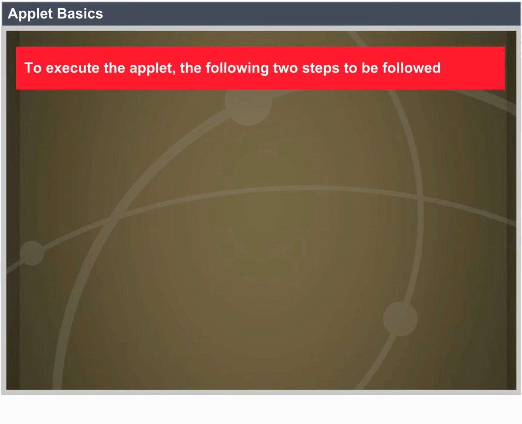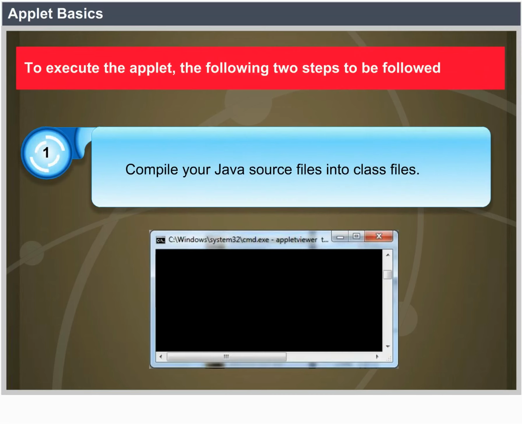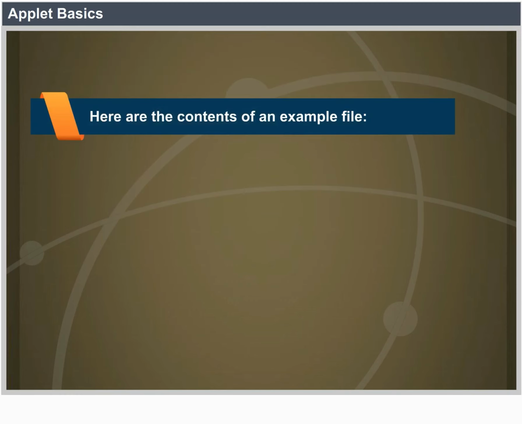To execute the applet, the following two steps are to be followed. Compile your Java source files into class files. Create an HTML file that tells the browser which class file to be loaded first and how to size the applet. Here are the contents of an example file.